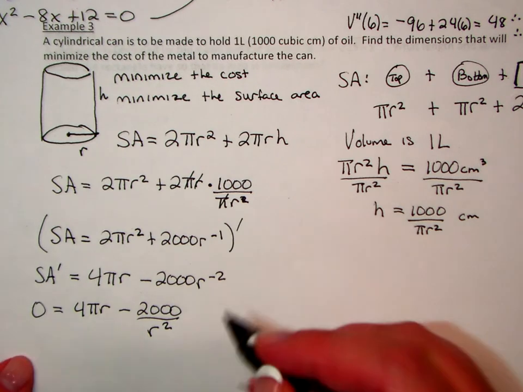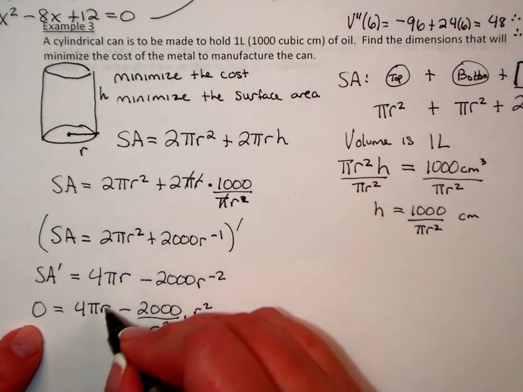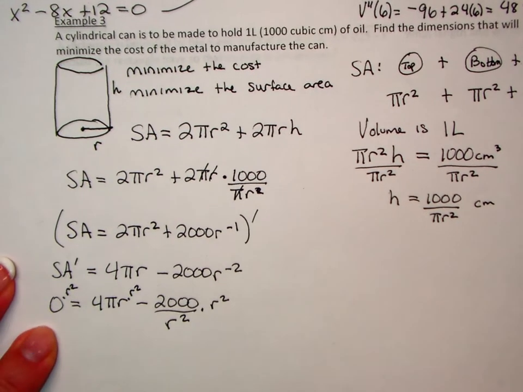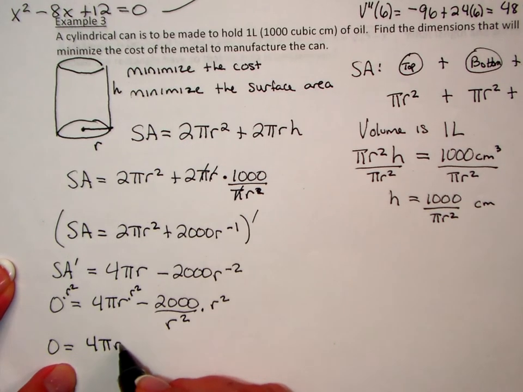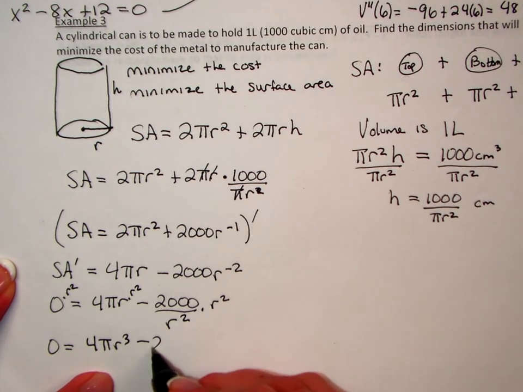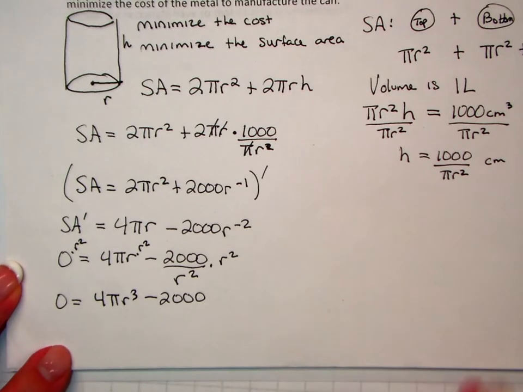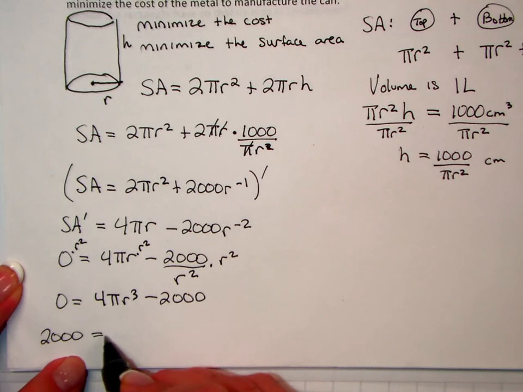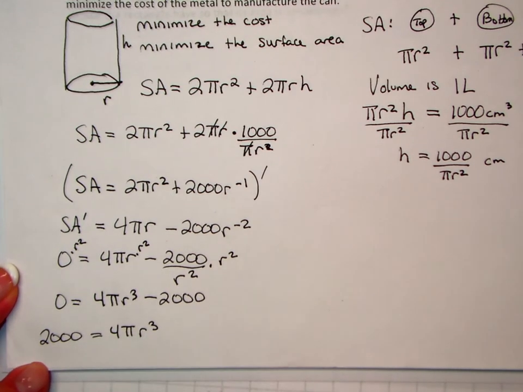Let's get rid of this fraction here. Let's multiply everything by r squared, so I get 0 equals 4 pi r cubed minus 2,000. Solving for r now, add 2,000, then divide by 4 pi.